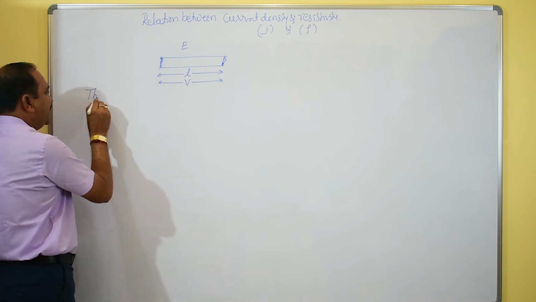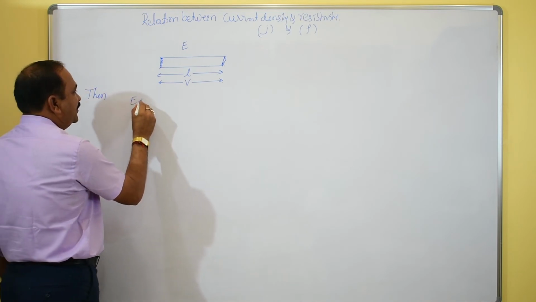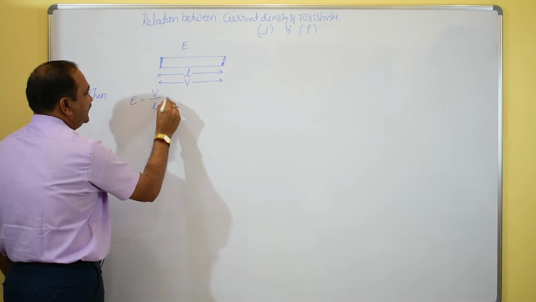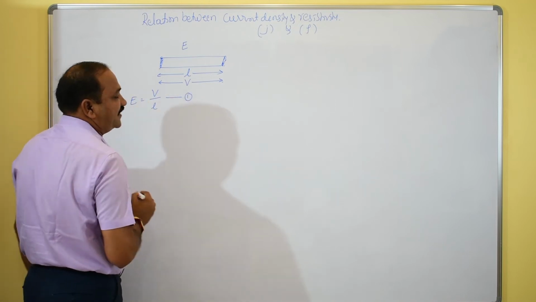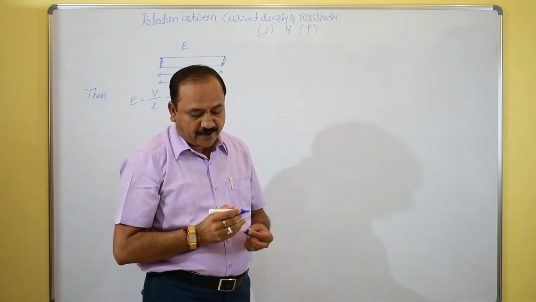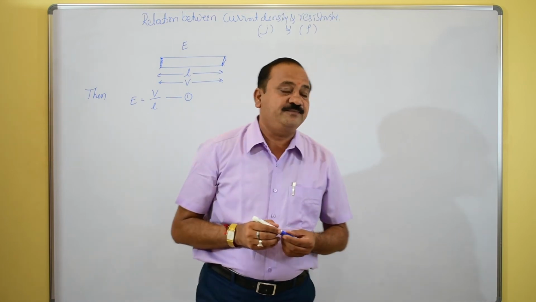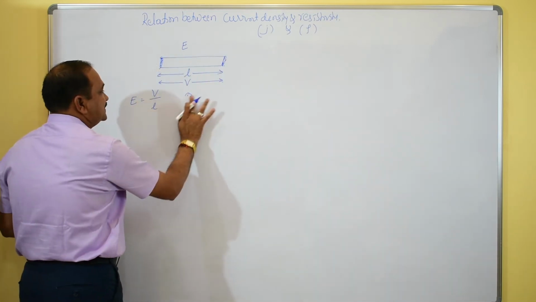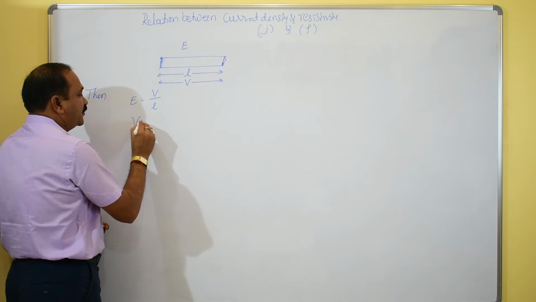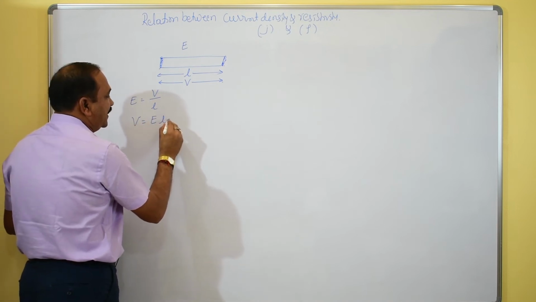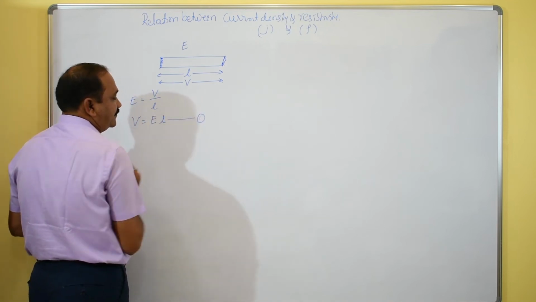We have the basic relation E equal to V by L. This is the basic relation. With reference to this, V equal to E into L. We call that equation number 1.